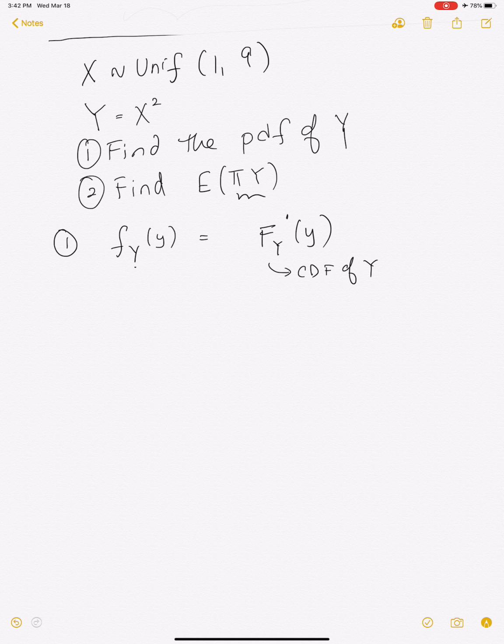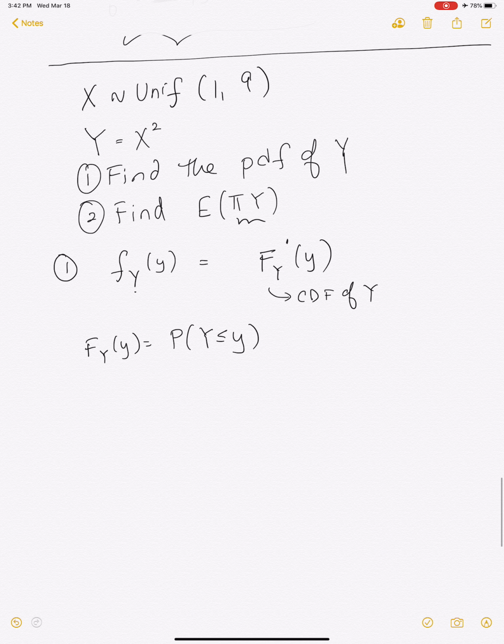Okay, so let's look at the CDF of Y. So F sub Y of y is the probability that the random variable Y is less than or equal to y. All right, so what do we do now? We don't just jump in and start doing calculations. What we need to do when we're looking at a CDF or PDF or anything, first, let's stop and ask ourselves, what is the range of Y?